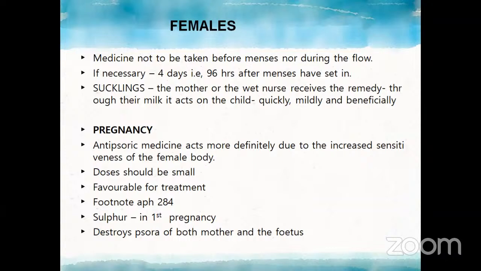Regarding pregnancy, Hahnemann has told that the antisoric medicine acts more definitely due to the increased sensitiveness of the female body, and the doses should be given small. It is a favorable time for treatment. And he tells in the footnote of aphorism 284 of the Organon of Medicine that sulfur should be given in the first pregnancy, and it destroys the Psora of both the mother and the fetus. So, aphorism 284 footnote, antisoric treatment during pregnancy: sulfur should be the medicine, the dose has to be small, and it destroys the Psora for both the fetus and the mother.